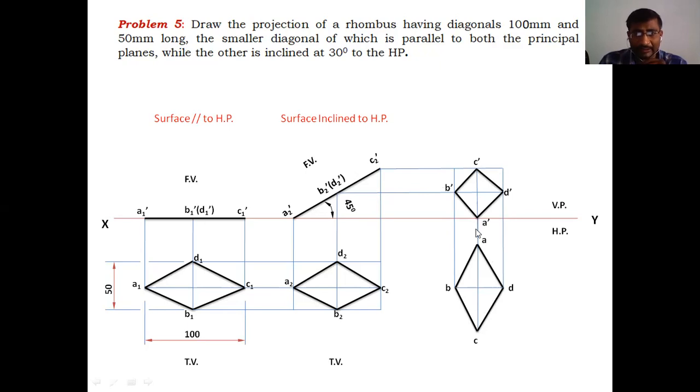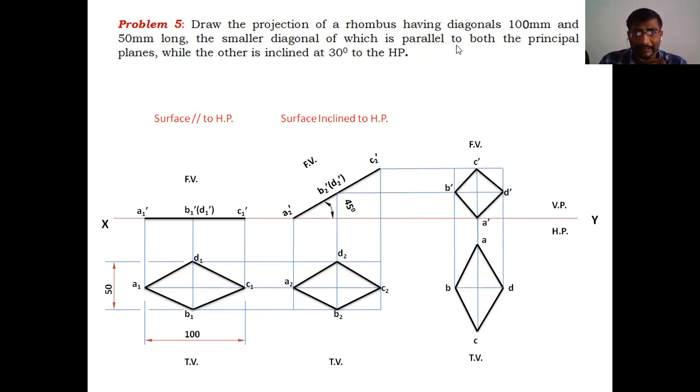Join these points in order: A dash, B dash, C dash, D dash, and A dash. Join like this, and you will get the front view in the final stage after following all the conditions in the problem. This is the front view, the final stage front view. This is the top view.